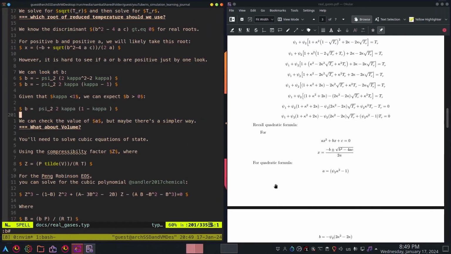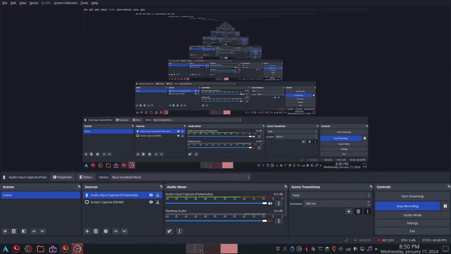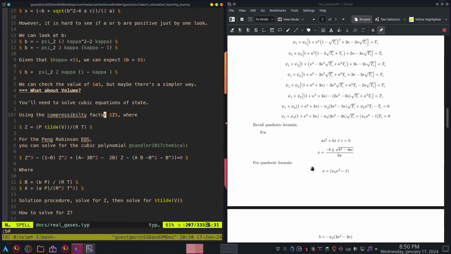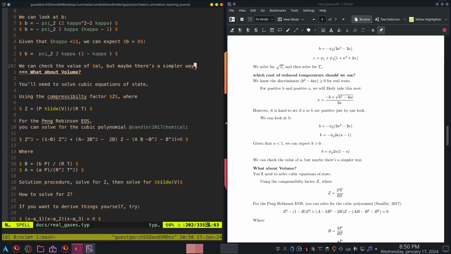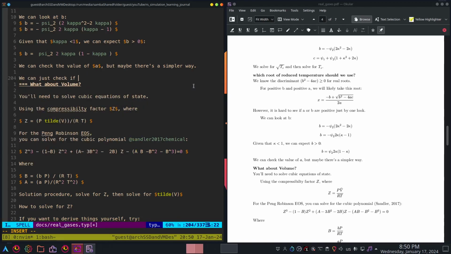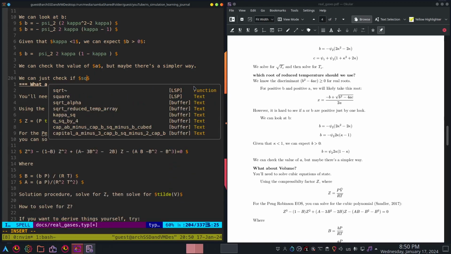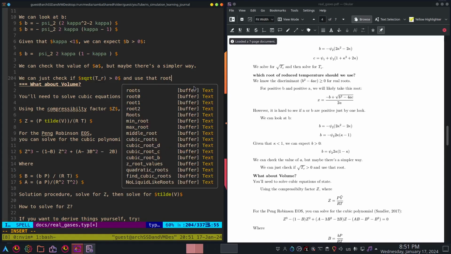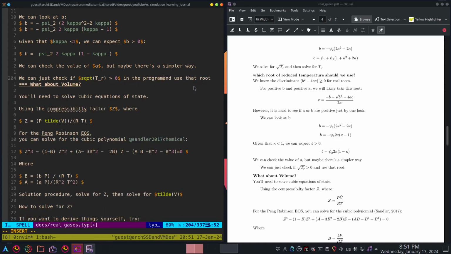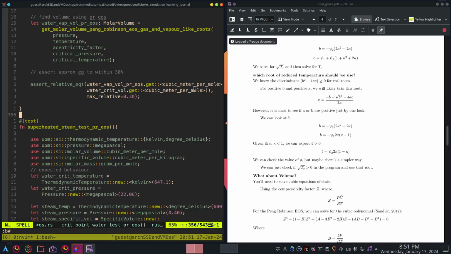So we can do it the simpler way. Let's see whether there's a simpler way. I'm just going to check straight which reduced temperature root is greater than 0. We can just check if the square root of Tr is greater than 0, and use that root. So check if the square root of Tr is greater than 0 in the program and use the root. Maybe let's do it that way, the lazier way.